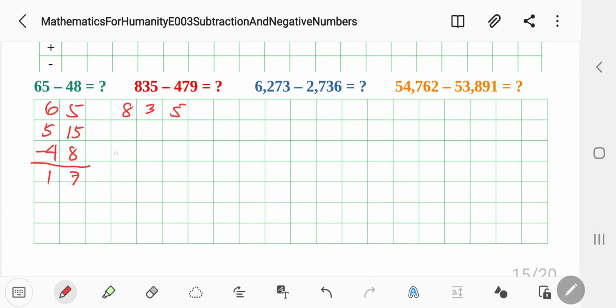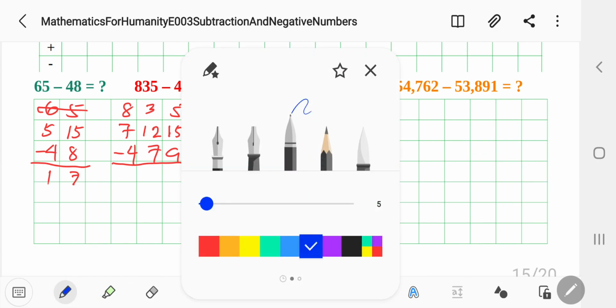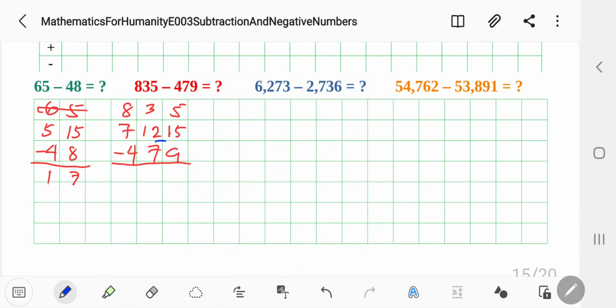Or you have 835 minus 479. This is equal to 5 is less than 9, so you can write 15 here. And then since you borrowed 1 from here, you have 2. But 2 is less than 7, so you have to borrow another 10 from the next number. So this is now 7. So here you have 2 plus 1 is equal to 3. And then 7 plus 1 here is equal to 8.